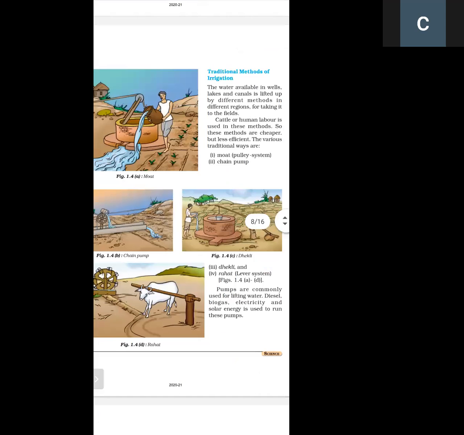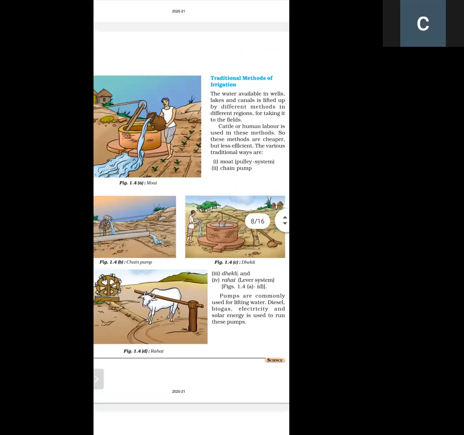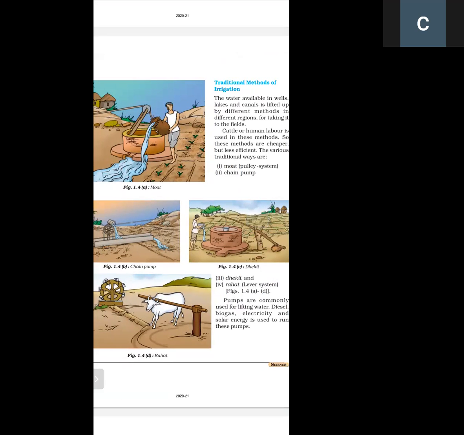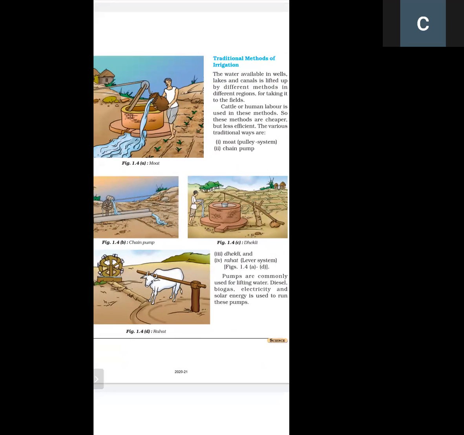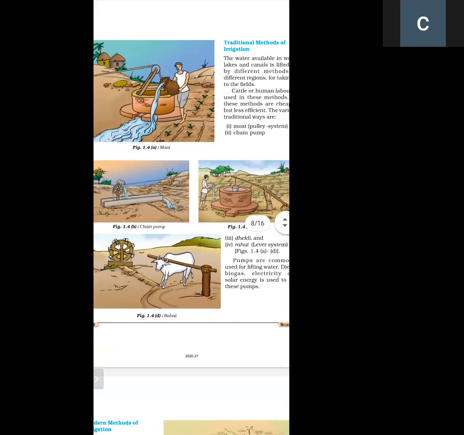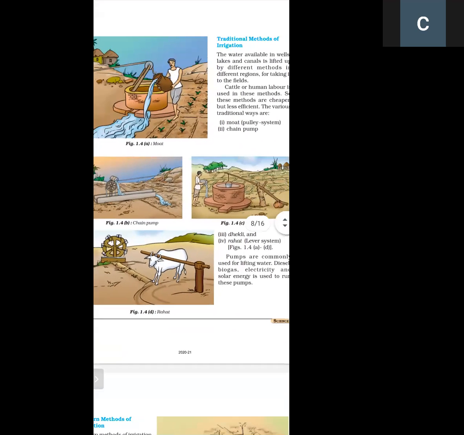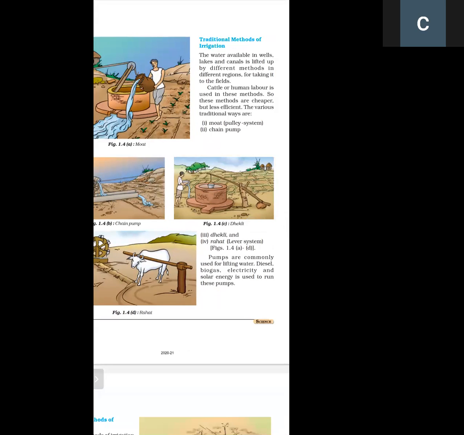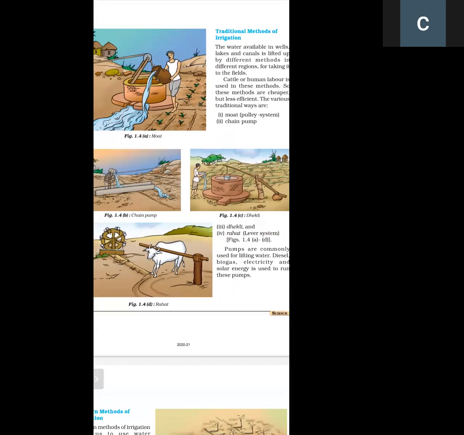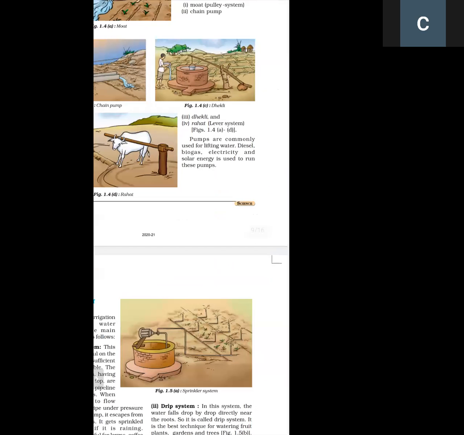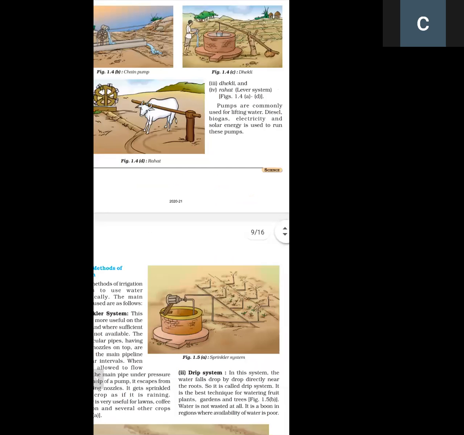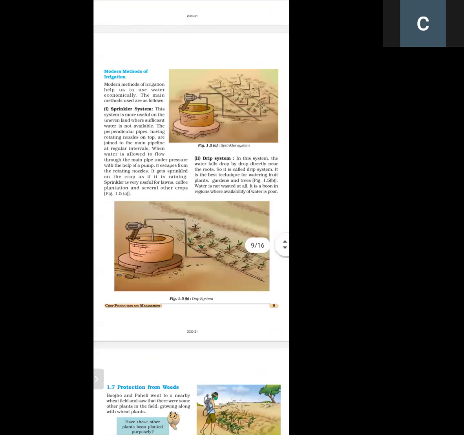What is the Mode system? In this we use a pulley system, and in the chain pump we use a wheel system with a rod. In Dekli, we use a fixed support. In Rahat, we use an animal and a wheel with a rotating part. And sometimes we use pumps for lifting water, and to run these pumps we use solar energy or electrical energy. Next is the modern method of irrigation.